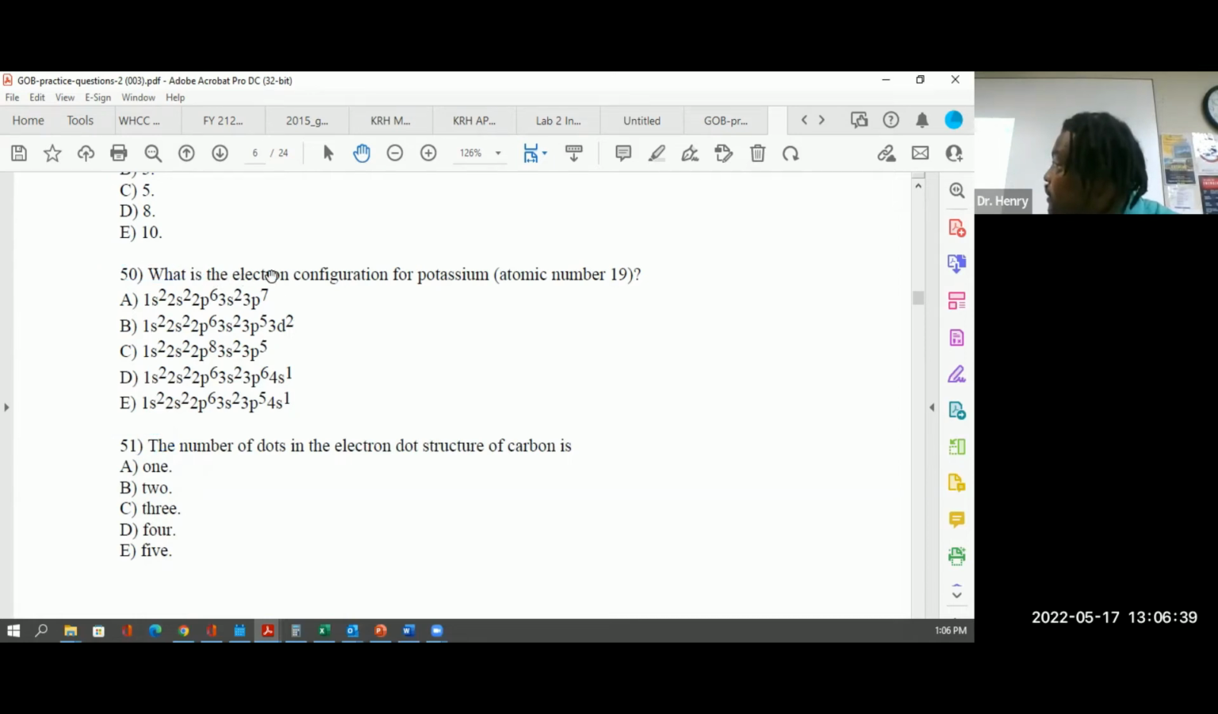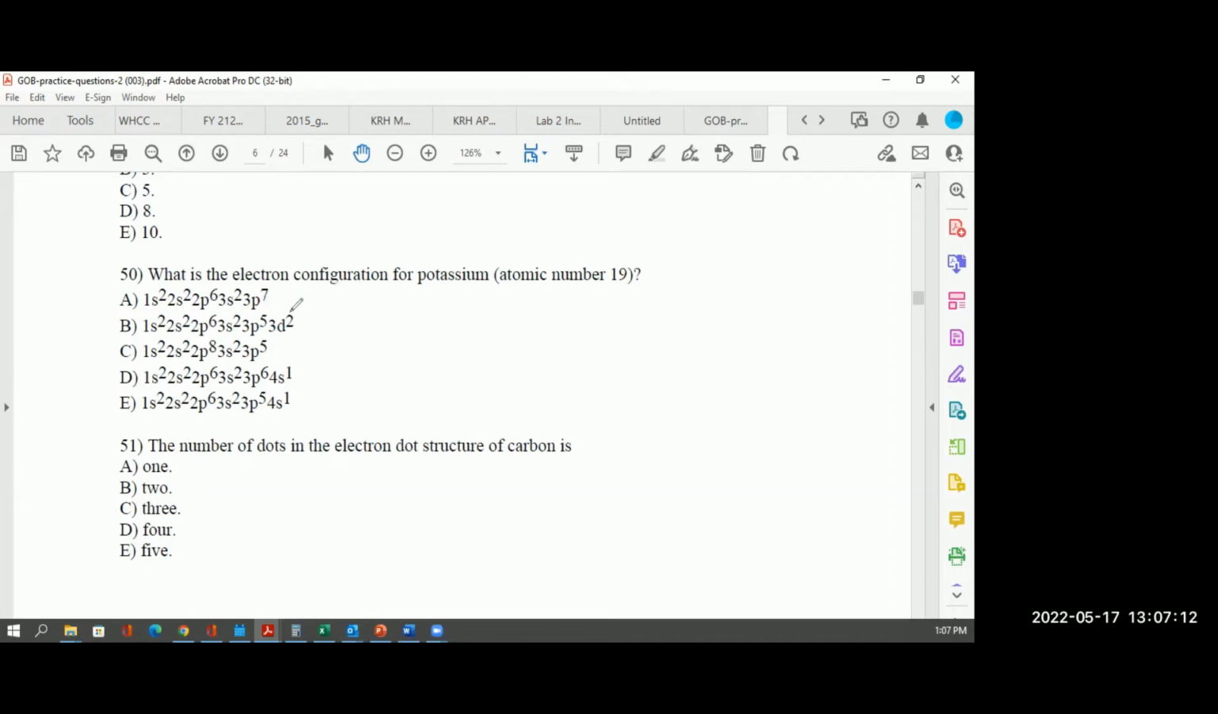Okay. The electron configuration for potassium, atomic number 19, is 1s2, 2s2, 2p6, 3s2, 3p7. So here's the secret. If you remember, the S sublevel can only hold how many electrons? 2. It can only hold 2 electrons.